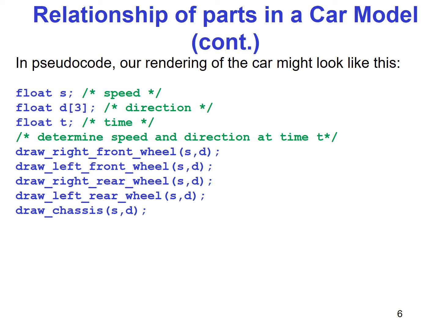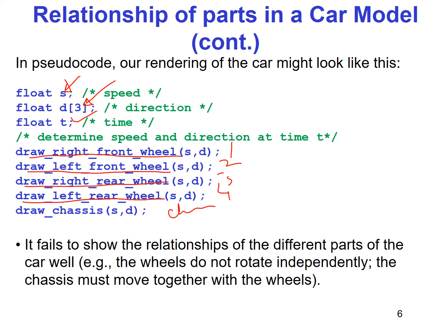Now consider the pseudocode for the rendering of the car. That might look like this. We initialize a variable speed as a float, direction, that is a 3-dimensional vector, and a time t variable. Then we'll draw the right front wheel, the left front wheel, and so on. Continuing this process, we'll draw the 4 wheels, and then we'll finally draw the chassis. Right, so the chassis.